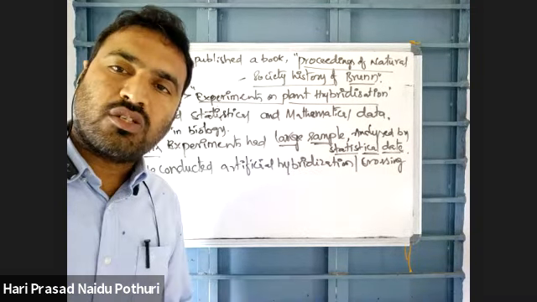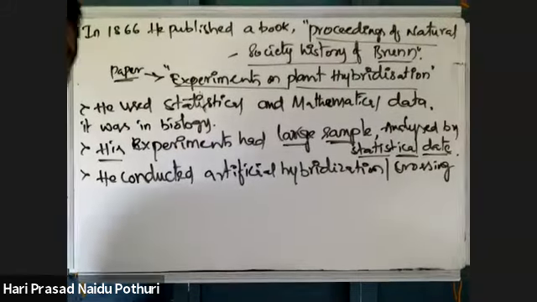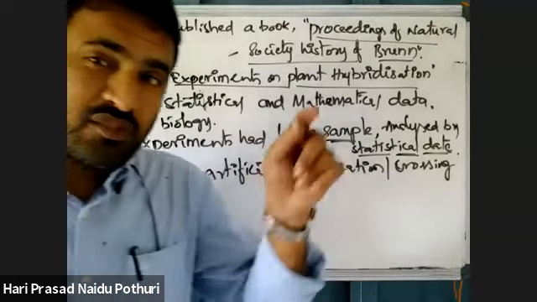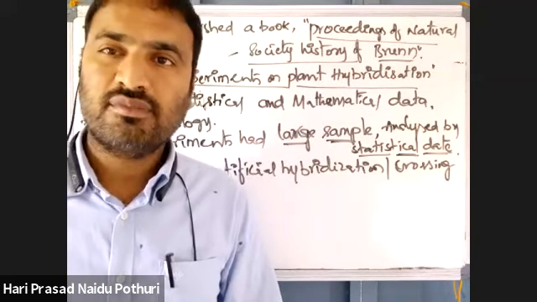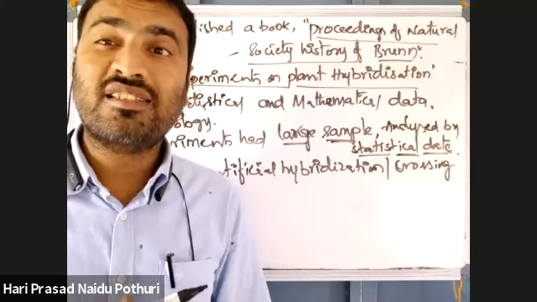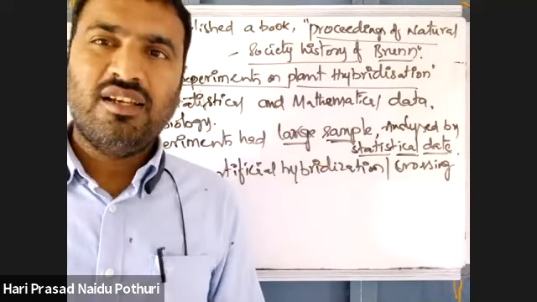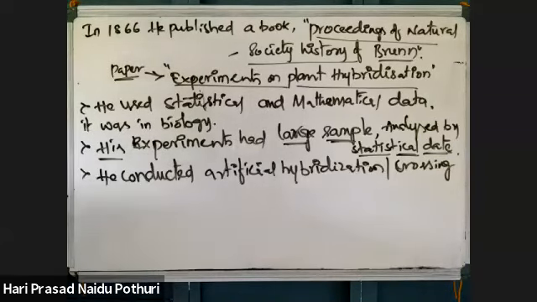What is a large sample size? More plants he collected. Suppose in an experiment we take one male plant and one female plant, cross them and produce some offspring. That is the data. But he grew hundreds or thousands of plants in a garden and calculated the result. That is a large sampling size.